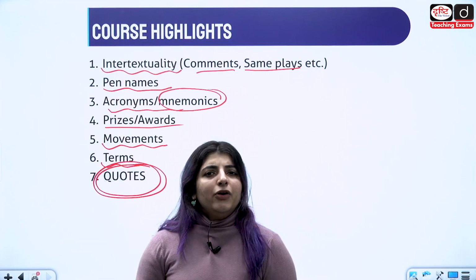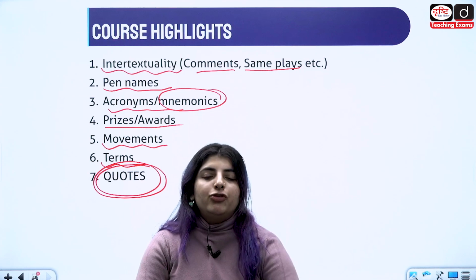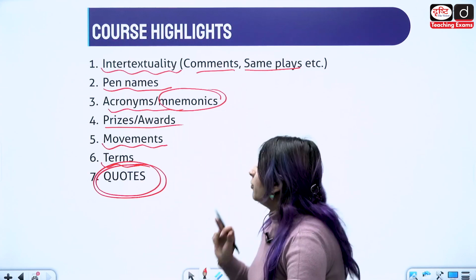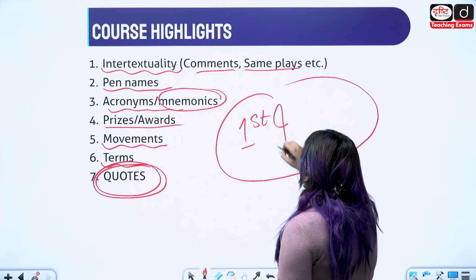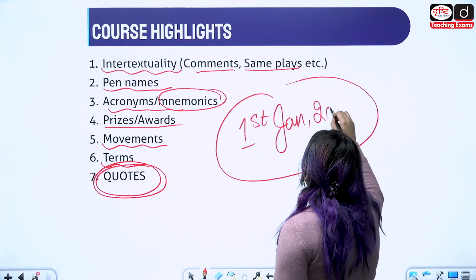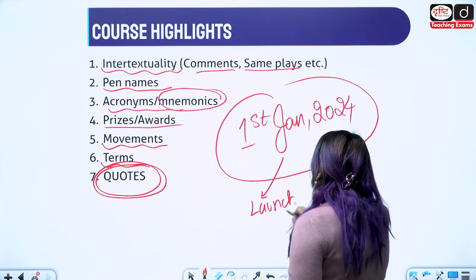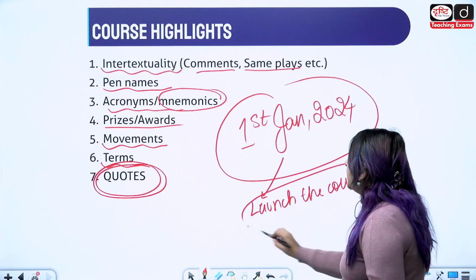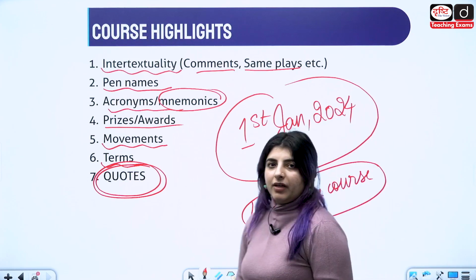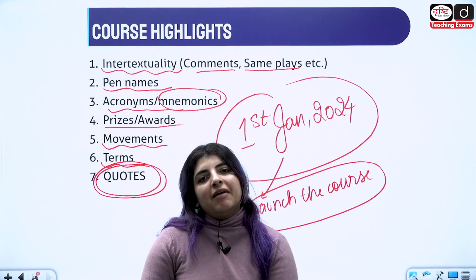So I hope now you've gotten the idea of how the course is going to be provided to you all. I'm going to revise this again so that you all know: from the 1st of January 2024, we are going to launch the course of English literature for UGC NET students specifically, correct? And of course, this course is going to help you in other teaching exams as well.